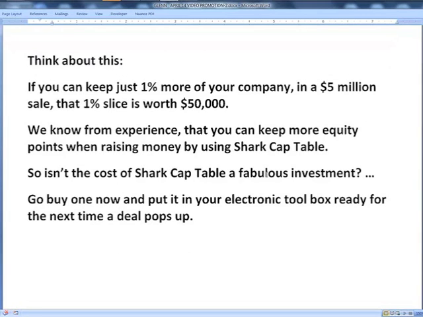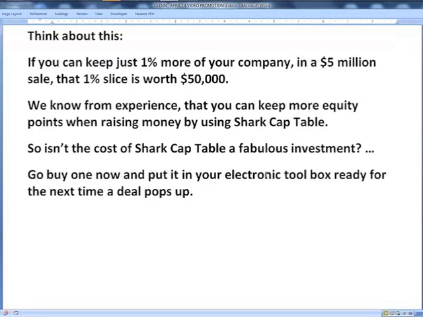In closing, think about this. If you can keep just 1% more of your company in a $5 million sale, that 1% slice is worth $50,000. We know from experience that you can keep more equity points when raising money by using SharkCapTable. So, isn't the cost of SharkCapTable a fabulous investment? Go buy one now and put it in your electronic toolbox, ready for the next time a deal pops up.